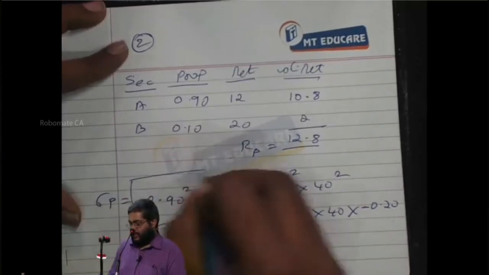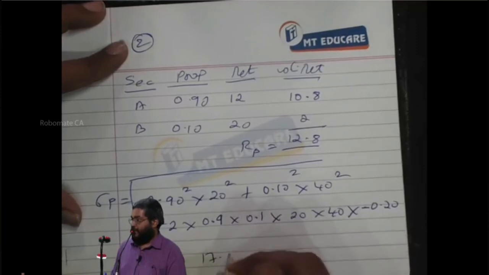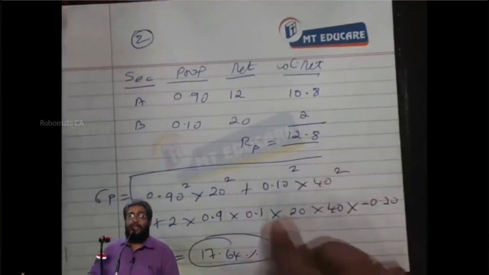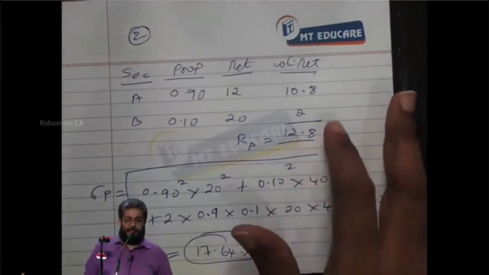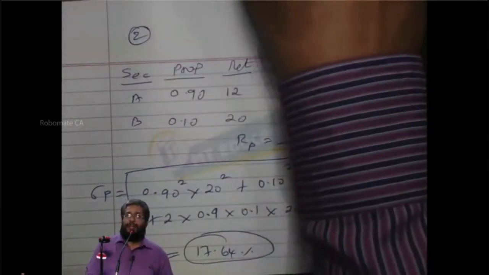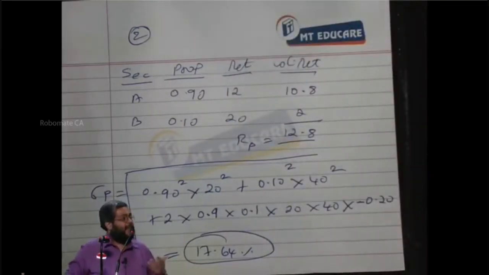If you take the square root, you can believe me, I will be getting 17.64%. This is going to be the sigma P for the second portfolio. Everybody, yes or no? Like that, I found out the return and risk for the third, fourth, fifth, and then the sixth portfolio. Respond. Can we start or not?